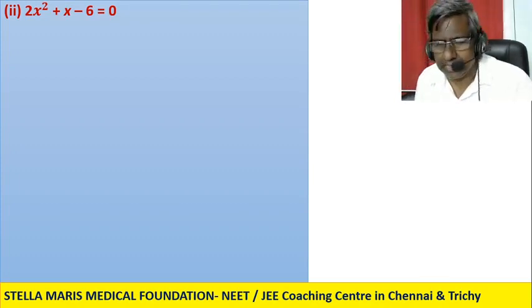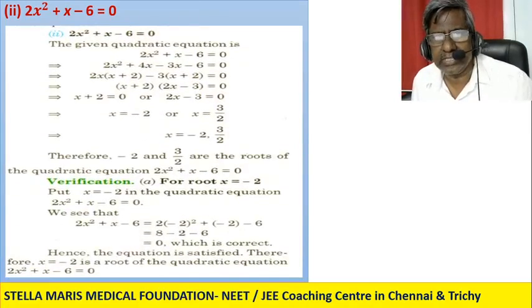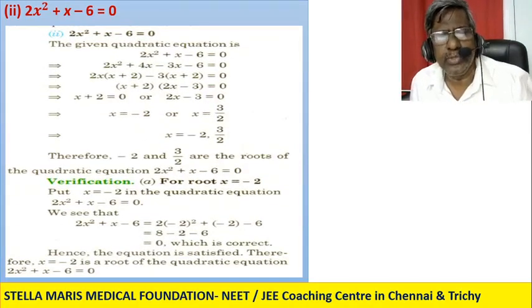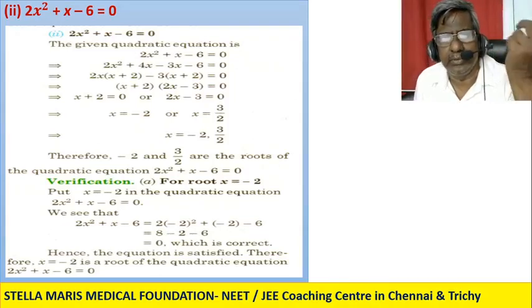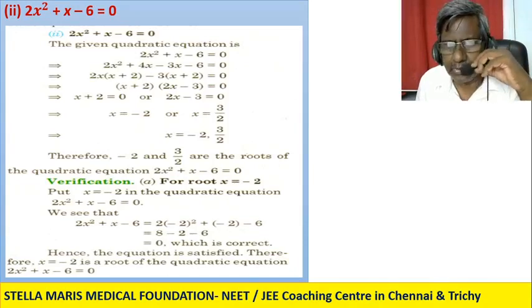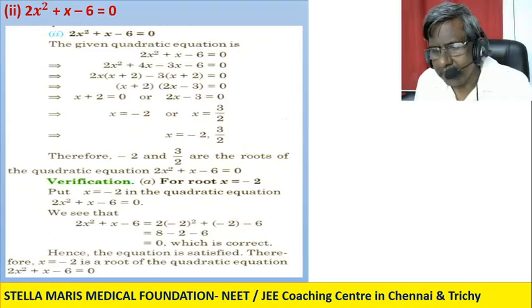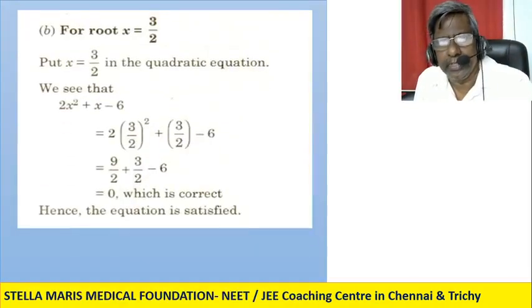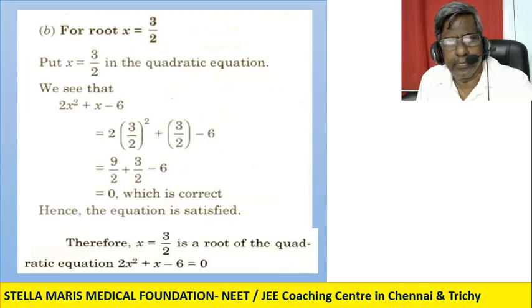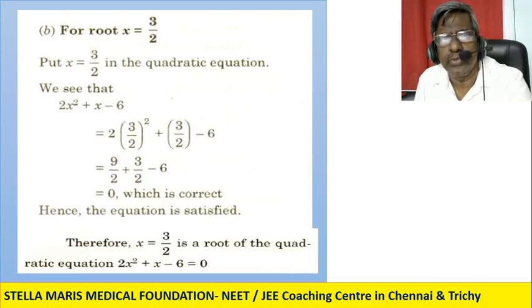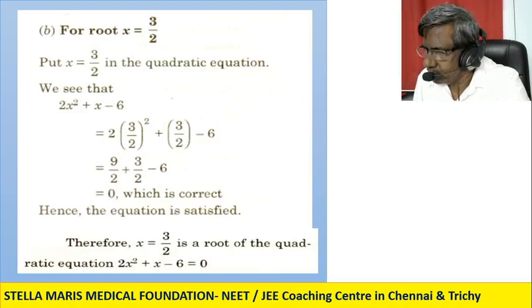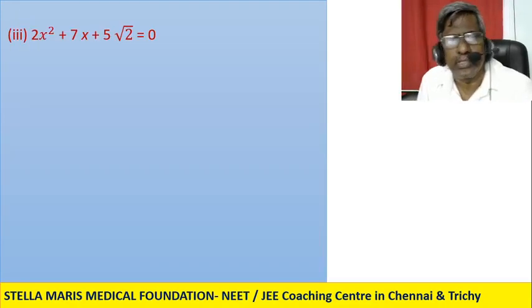Okay, now we move on to the next problem. So you see how this works out. When you substitute the value x is equal to minus 2 in the equation, you will get 0. Likewise, substitute the value 3 by 2, you will get 0. Okay. Shall we move on to the next problem? Please do this problem. Now solve this problem.